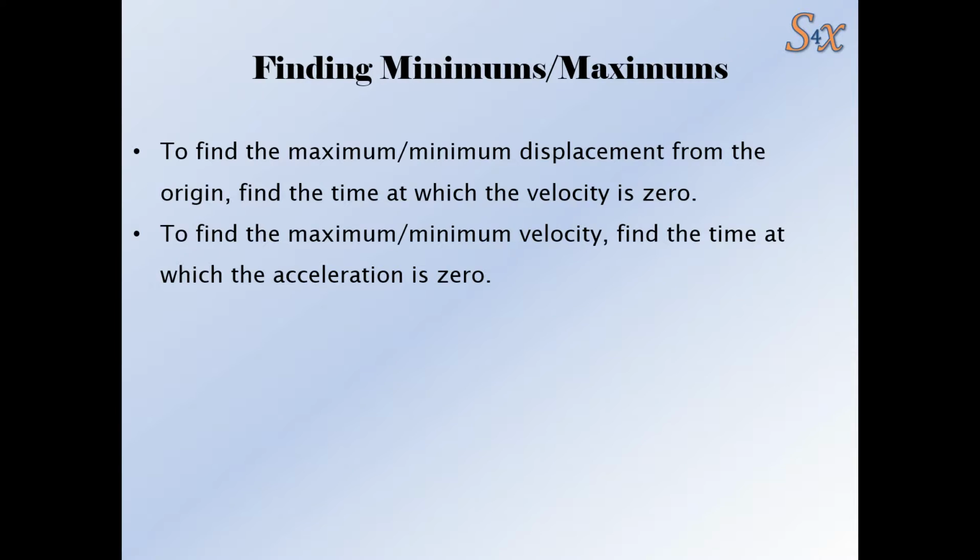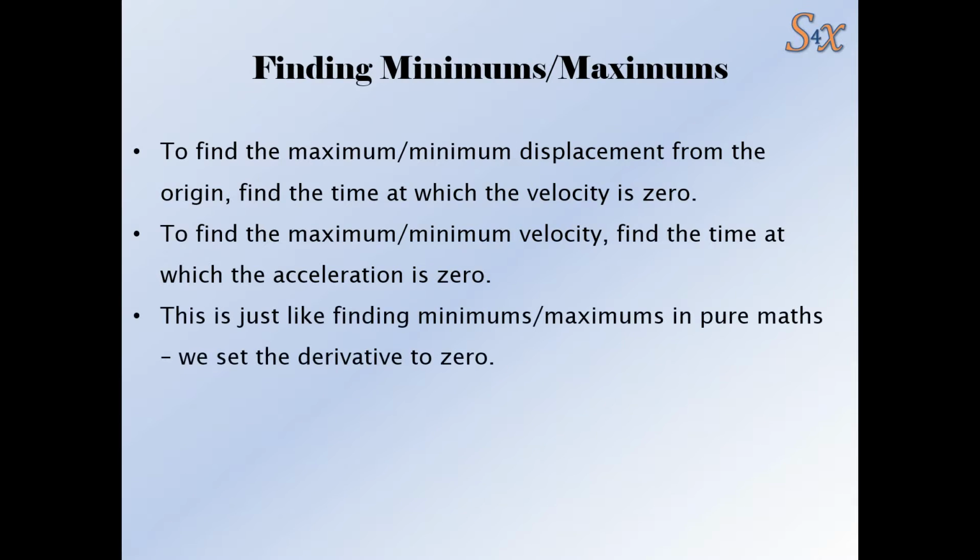In the same way, if we want the maximum or the minimum velocity that a particle reaches, we want to find the time at which the acceleration is zero. Because if the acceleration is zero, it probably means it's just finished accelerating and it's about to start decelerating. So at that point, just as it finishes accelerating, it's its maximum velocity it's ever going to have.